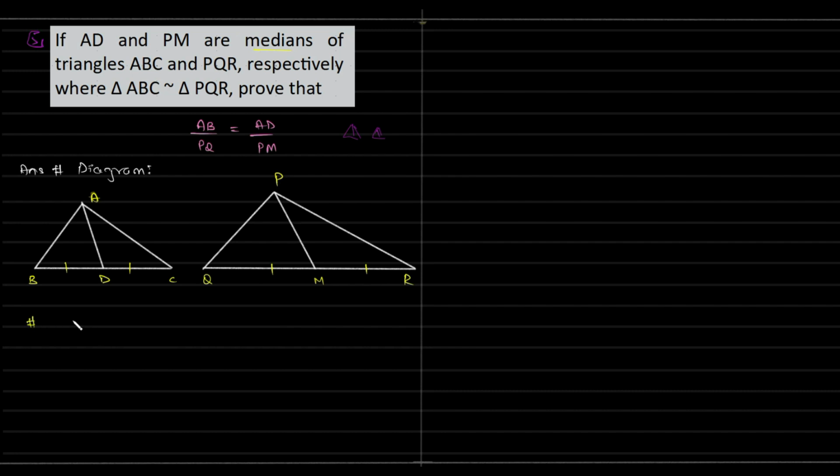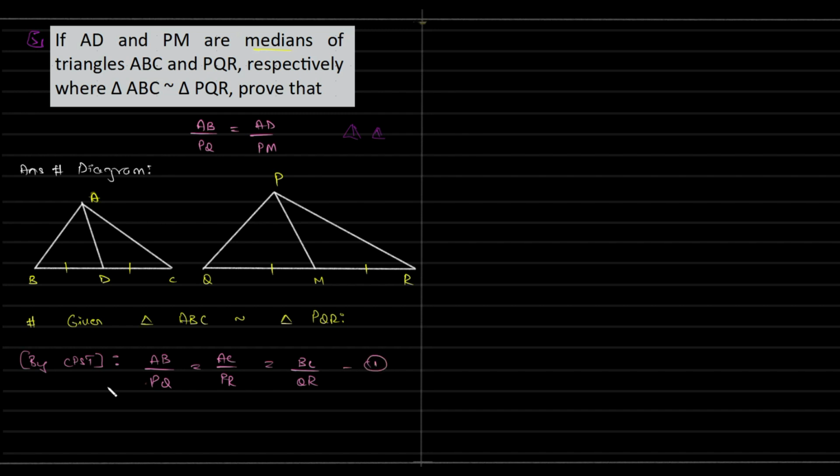So, given triangle ABC is similar to triangle PQR. Now, by CPST, what can we conclude? AB by PQ is equal to AC by PR is equal to BC by QR, right? So we'll call this equation 1.